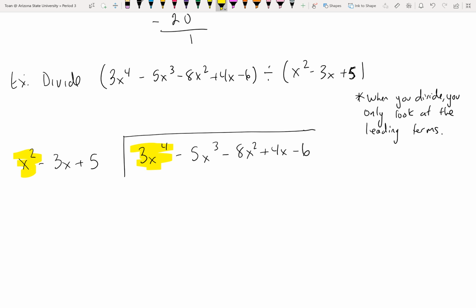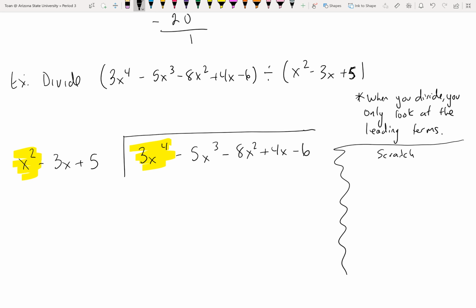Don't look at the big picture. It's going to be messy. It's going to scare you. You only look at the leading terms when you divide. So the first step would be 3x to the fourth divided by x squared. Now, I will admit I've been doing mathematics for a very long time. I can do that in my head. If you can't do that in your head, I promise you, there is no shame. Take out some scratch work.